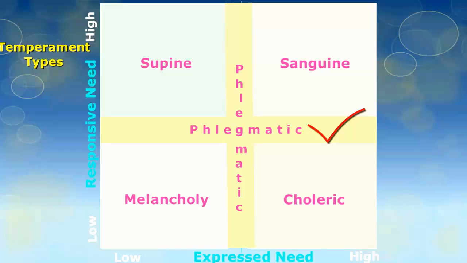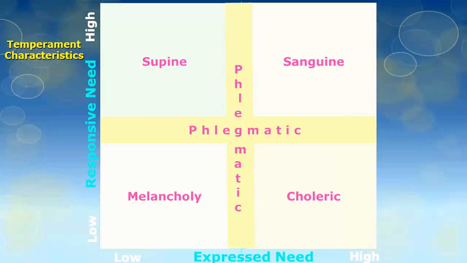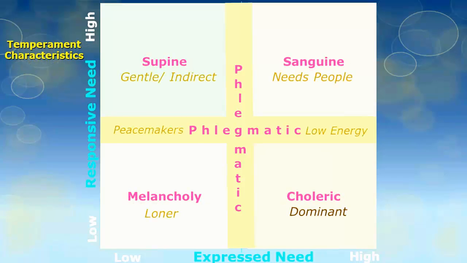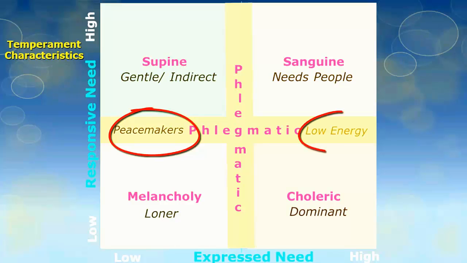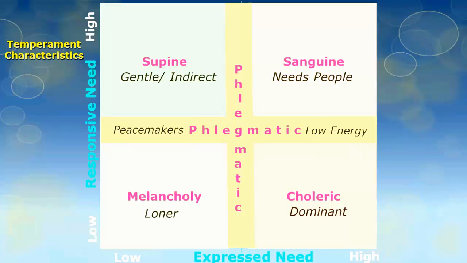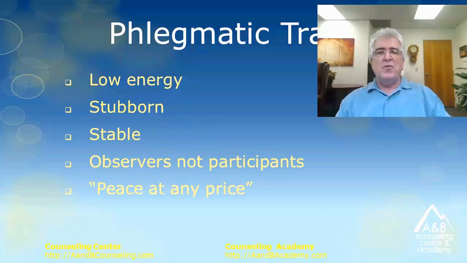Generally, this type of temperament is characterized as peacemakers. Phlegmatics in general are peacemakers and low energy folks, and you can see the characteristics for the other temperament types, and there are certainly other videos and teachings available on those. Okay. What are the key or typical traits of somebody who has a phlegmatic temperament, or at least in one of the 3 areas?